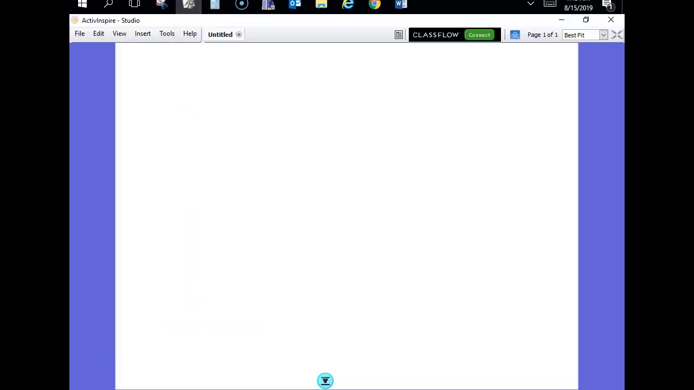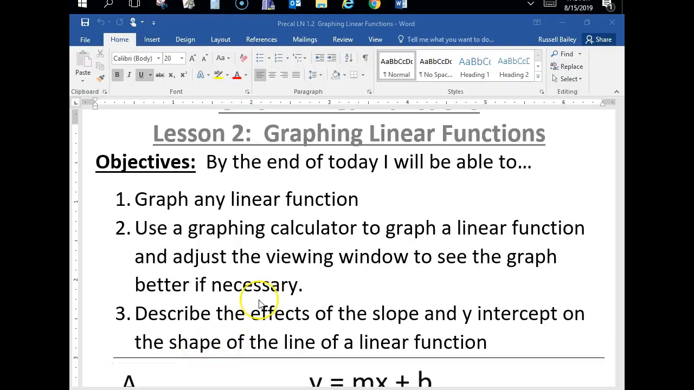Alright, so we're going to be talking about graphing linear functions today. I'd like us to be able to get to graphing them on a graphing calculator also, so you guys probably have some experience with that if you had Mr. McMillan or Mr. Carver last year.